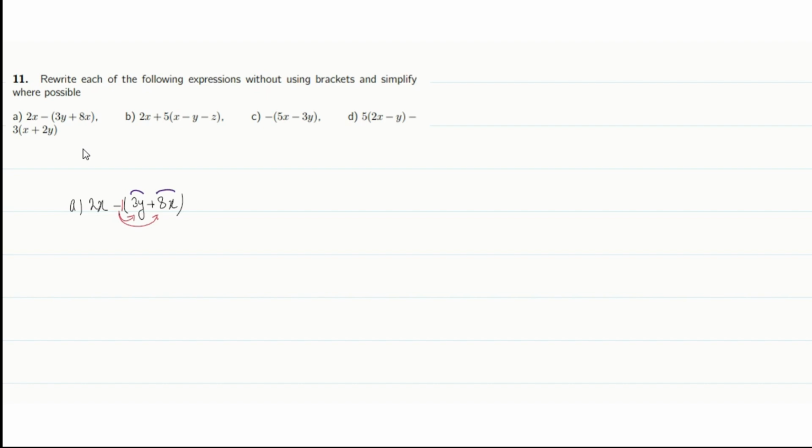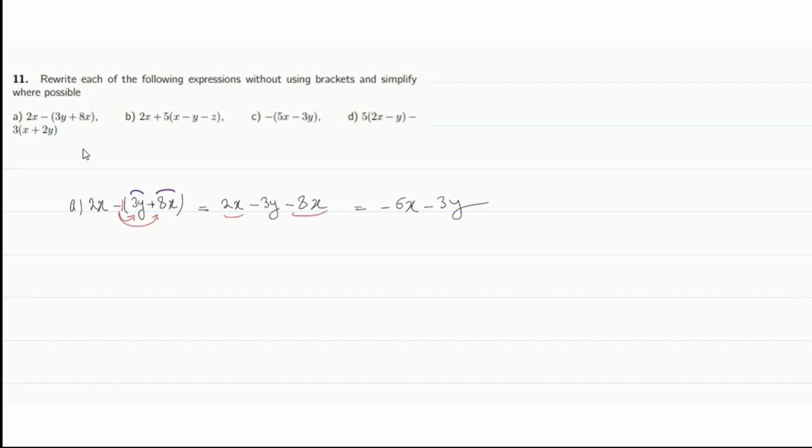Now let's write the expressions. It is 2x. What is the multiplication of negative 1 and 3y? It is equal to minus 3y. What is the multiplication of negative 1 and 8x? It would be equal to negative 8x. Then we have to just combine the like terms. We have 2x in here and we have a negative 8x in here. If we just sum them up, it would be equal to negative 6x and negative 3y.